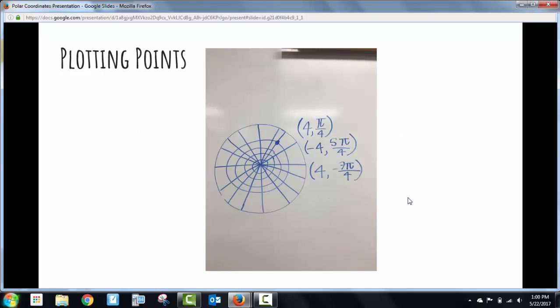When we plot points using polar coordinates, it's shown the way we described below. The point we plotted is 4, pi over 4, and there are multiple ways that you can write this point. We did negative 4, 5 pi over 4, where the negative just shows that it's directly across the graph, and the second alternate way of writing it is negative 4, negative 7 pi over 4.